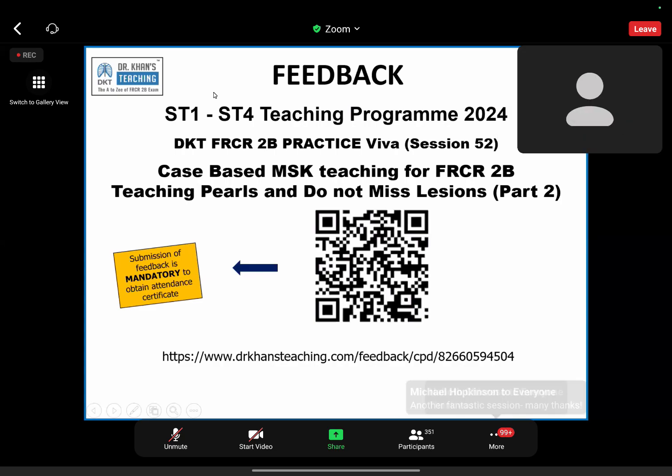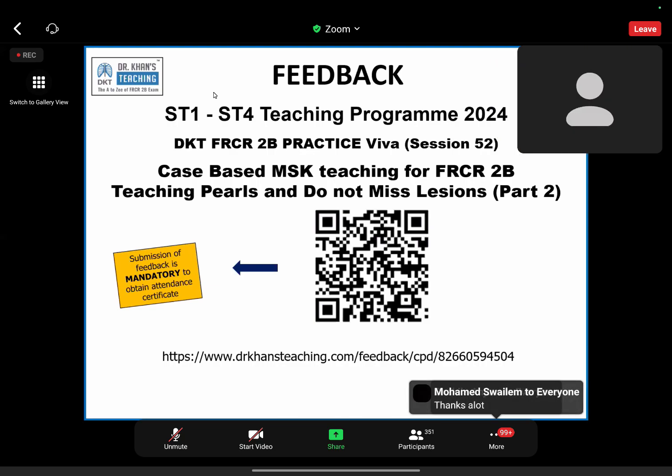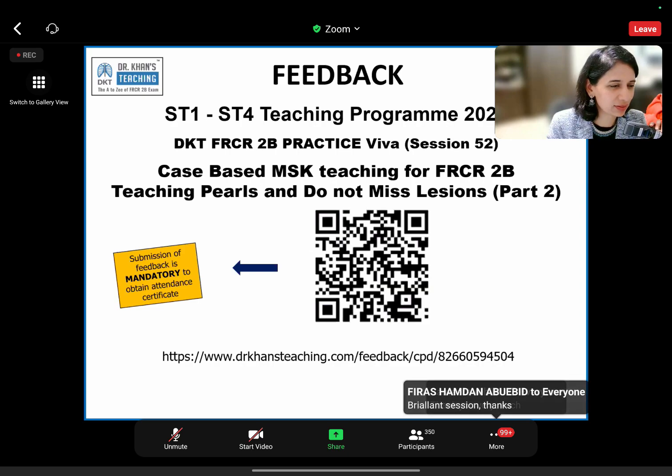So in the first case, for candidate 1, where there were cortical-based lesions, so bubble appearance in the femur, I actually wanted to ask, can eosinophilic granuloma be a differential in that young age and well-defined? Yes, yes, you can give that as a differential.